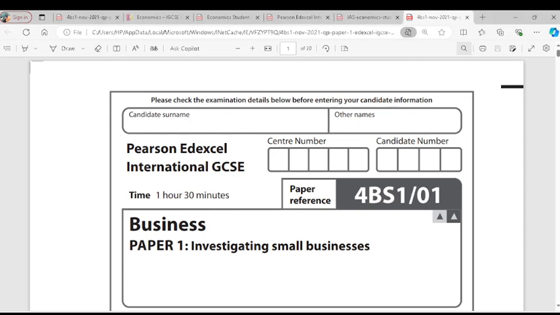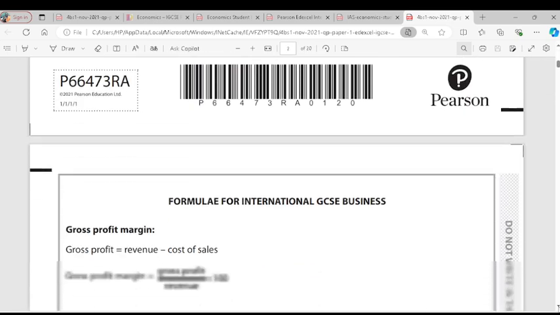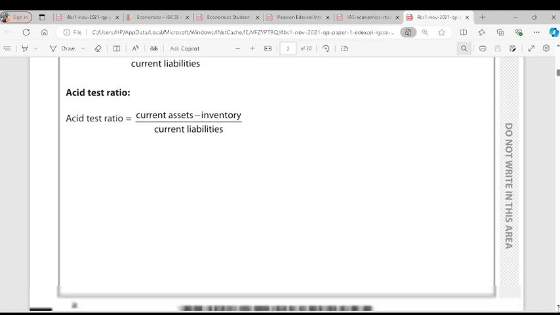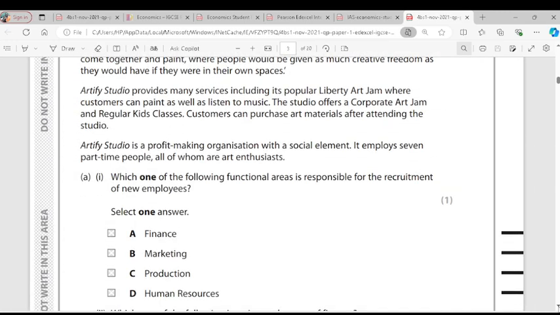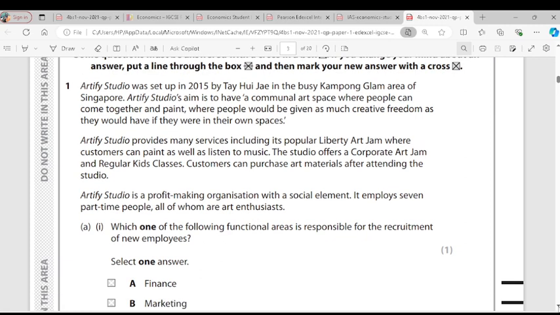So we have Business Paper 2, Paper 1, October/November 2021. So we're starting. Question 1. There's the case study there, but we're going to look at the case study and I'll go to the question immediately.